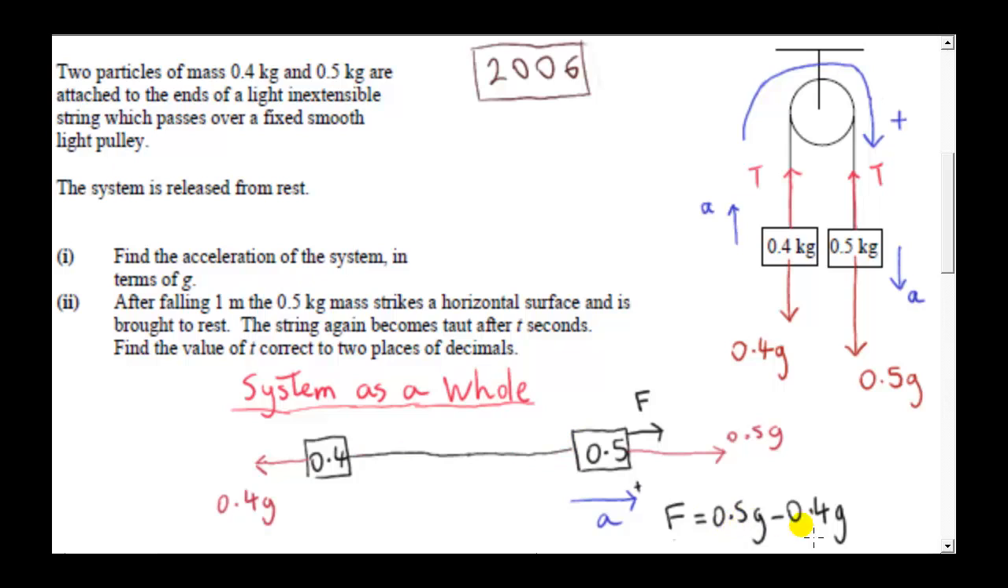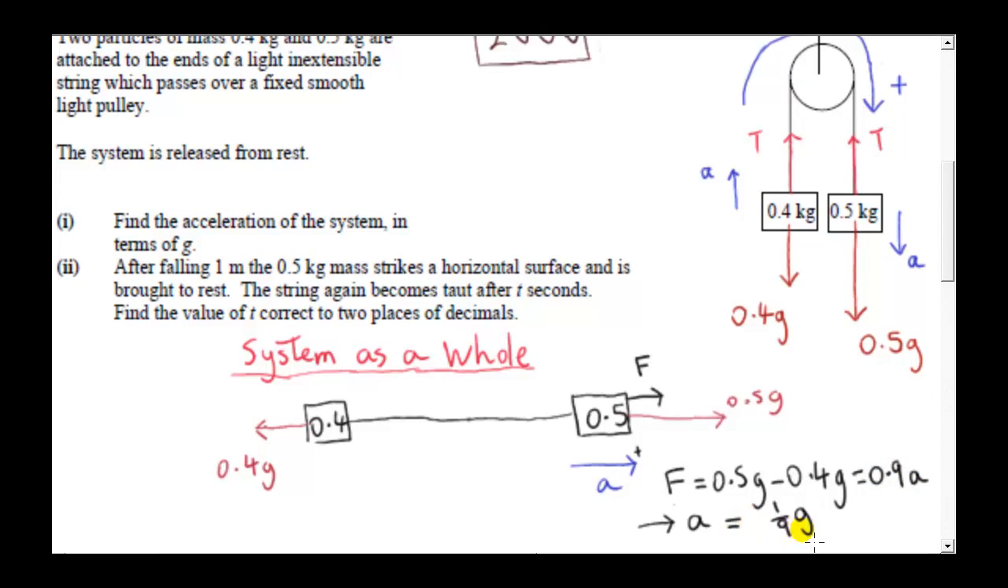Okay, so we could imagine applying Newton's second law, get the resultant force, and that must equal mass times acceleration. The mass of the system is 0.5 plus 0.4. If we take the system as a whole, that's 0.9, and the acceleration of the system is a. So as before, we get a equals 1/9 g.